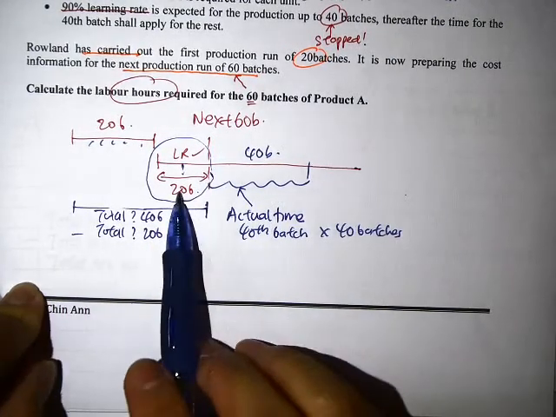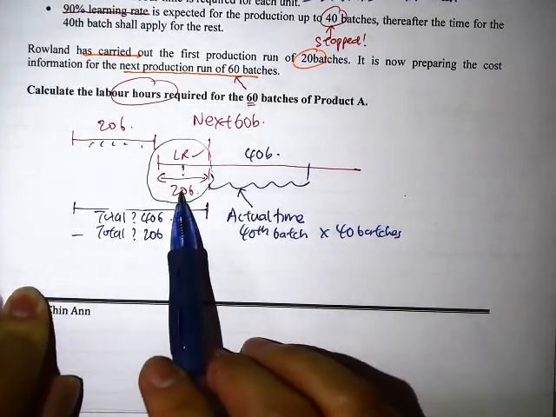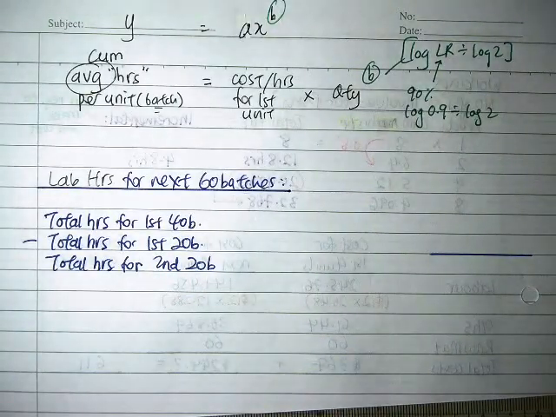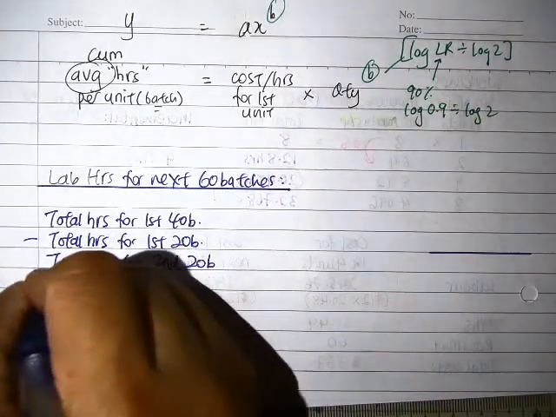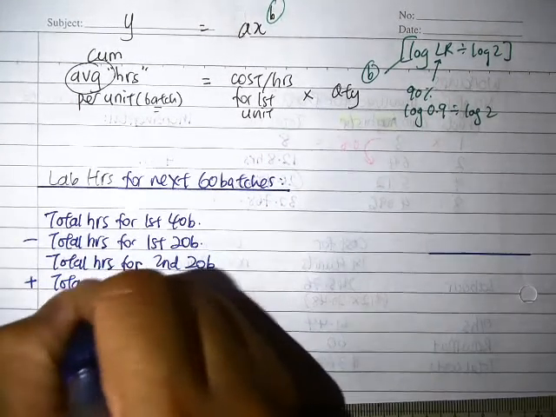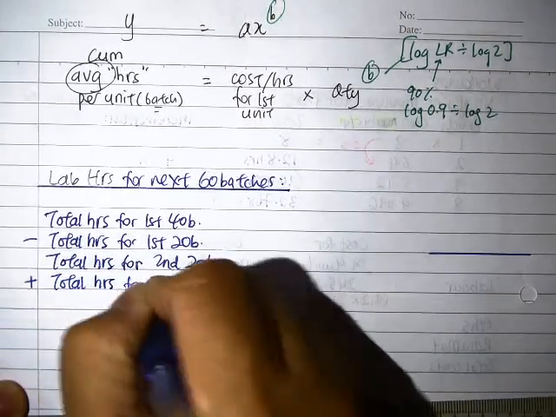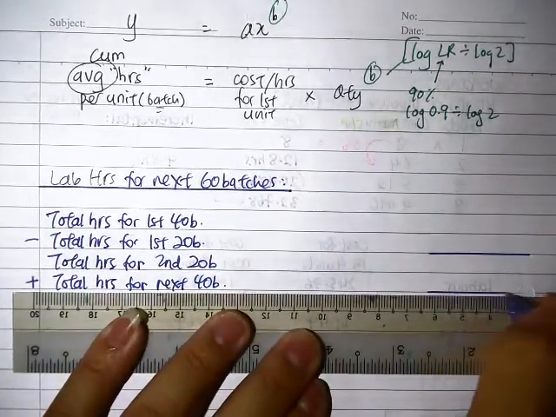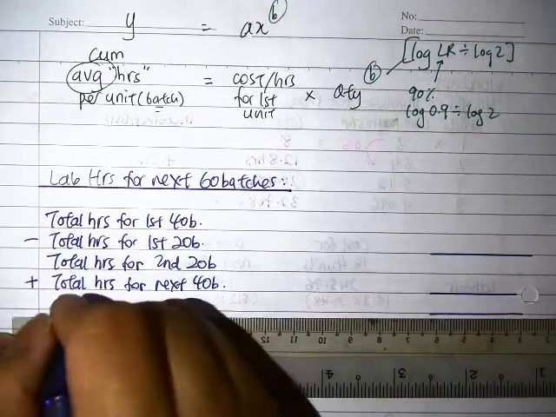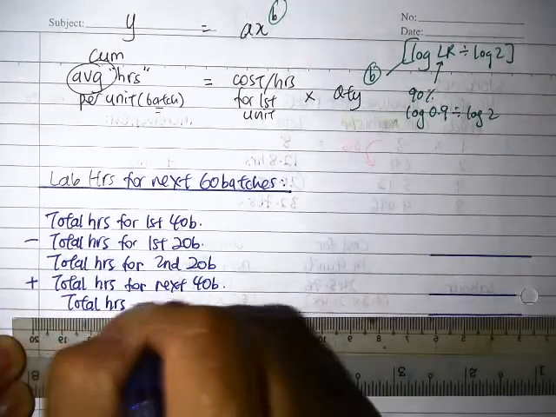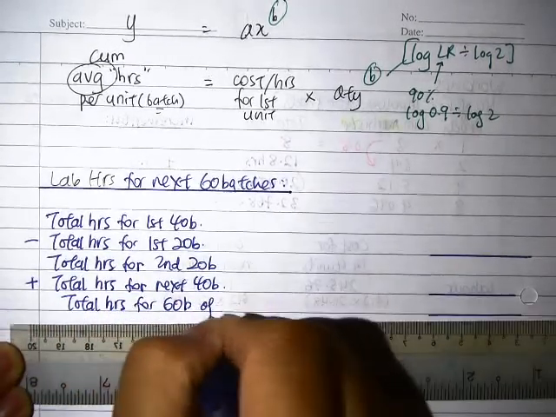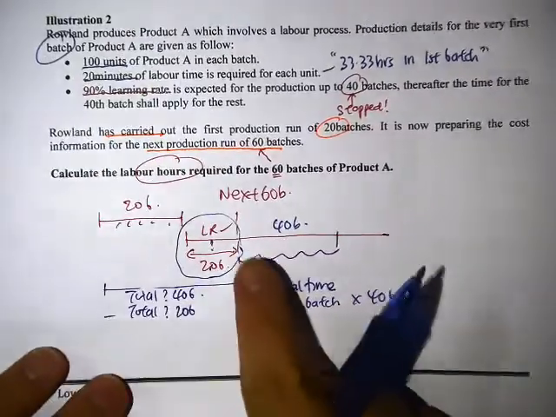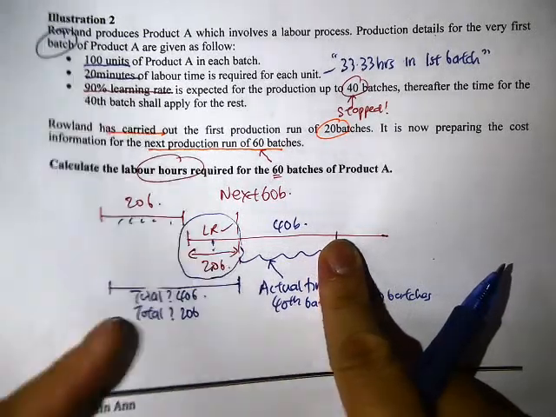And why do we take 20? Because we know that the learning effect is stopping at the 40th. So this is what we're going to do, and we're going to add the total hours for the next 40 batches. So that will give us the total hours for the 60 batches of production. So this is where the next 40 comes in.